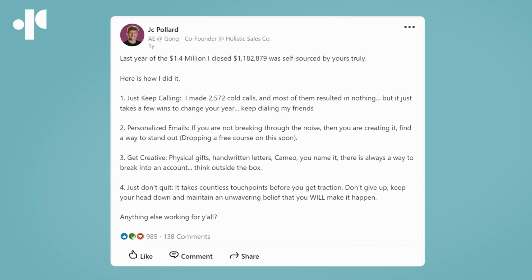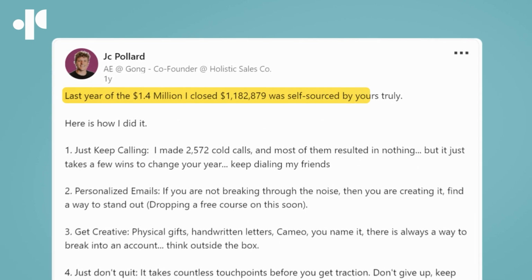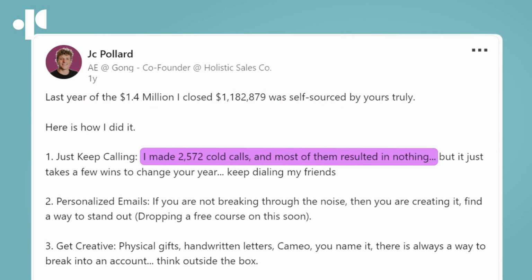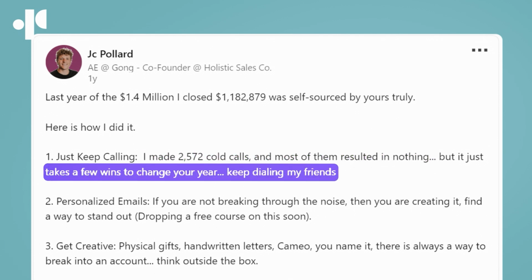We came to this estimate by considering the experience of JC Pollard. In 2022, JC closed $1.4 million in deals as an account executive at Gong. About 85% of those deals came from self-sourced leads JC acquired via cold calling. JC reportedly made over 2,500 cold calls, most of which were dead ends. But as JC said, it only takes a few wins to change your year.